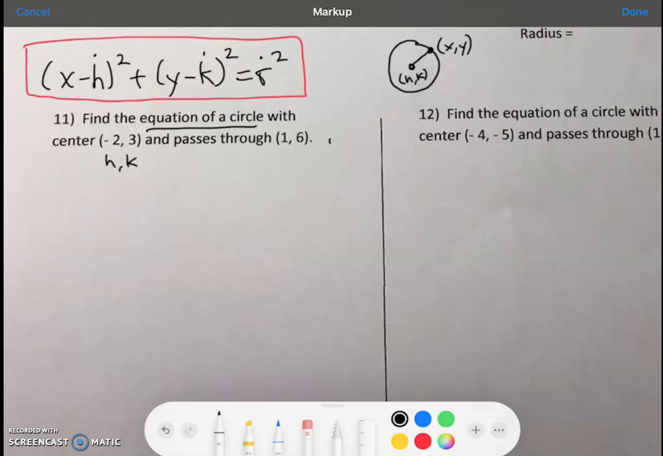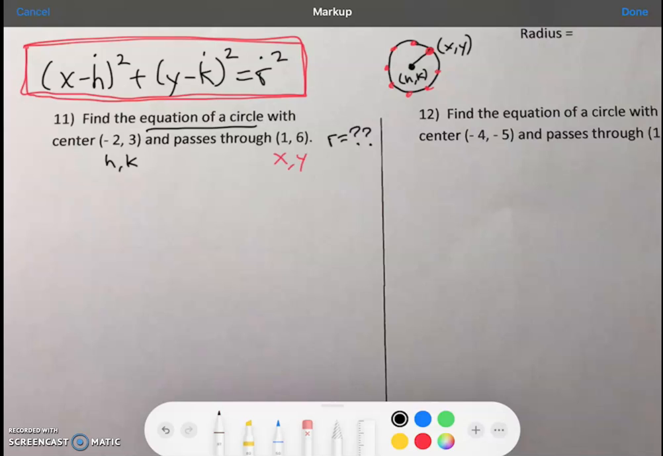Now we don't know the radius, but we do know the center. So we're going to have to calculate the radius first and then put everything into this red box here and get the equation of a circle. So we have the center and we have one point that is on the circle, like this picture above. There's a lot of points on the circle, and all these points have x, y values, but we just have one point here. The 1 is the x value, the 6 is the y value.